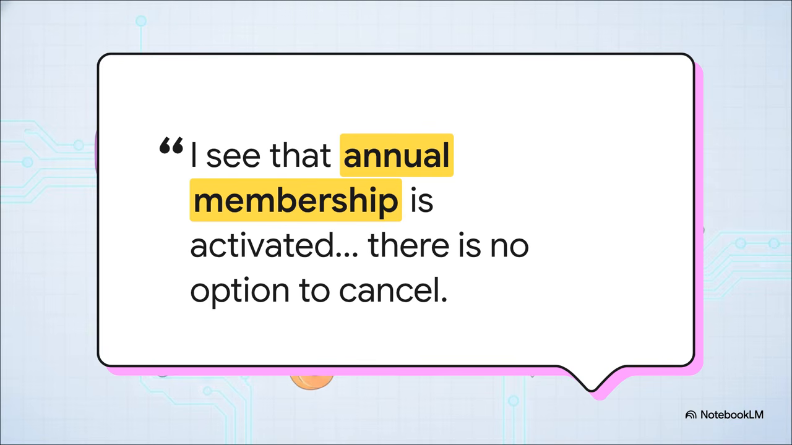They wrote, I see that annual membership is activated. There is no option to cancel. This is a massive point of confusion. Users purchase a plan, they go into their settings to make sure it won't auto-renew, and then they completely panic when the cancel button is just completely missing.